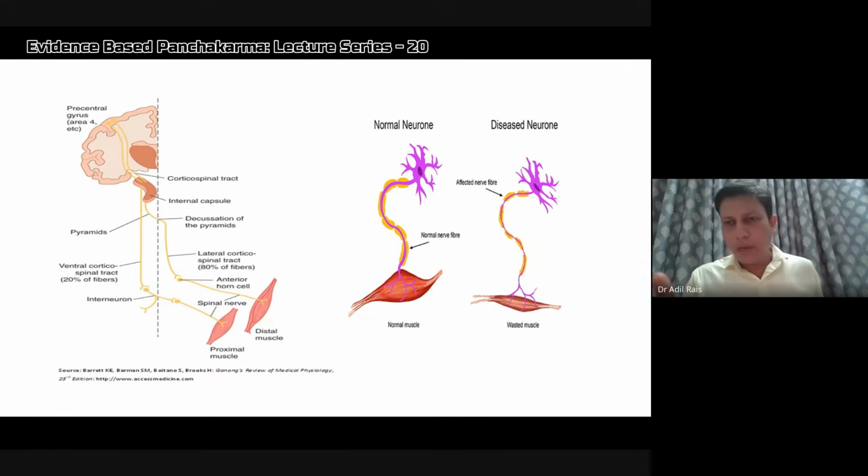Now, what happens when it is affected by motor neuron disease? The muscle gets atrophied due to the affection of this nerve by motor neuron disease. Now, as this corticospinal tract relays the information through the spinal nerve, similarly, there is the corticobulbar tract which relays the information through the 9th, 10th, 11th, and 12th cranial nerves.